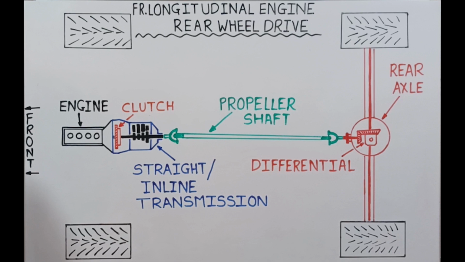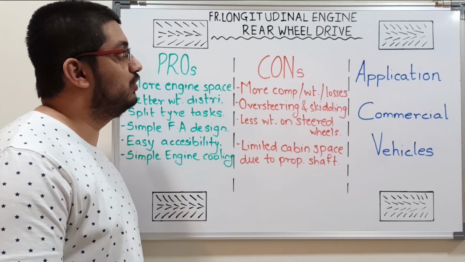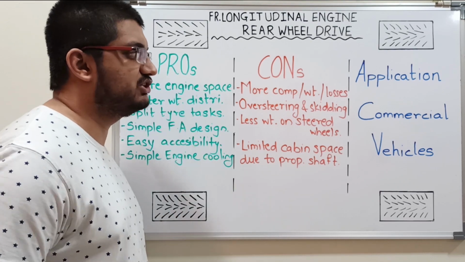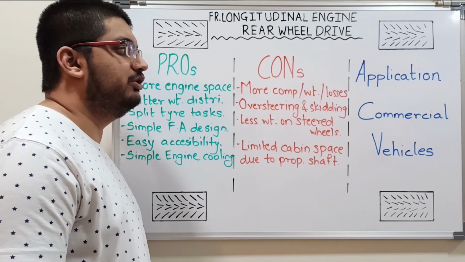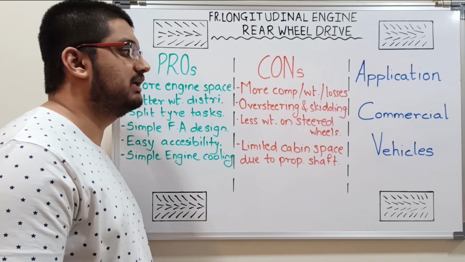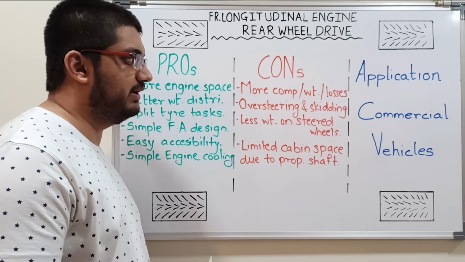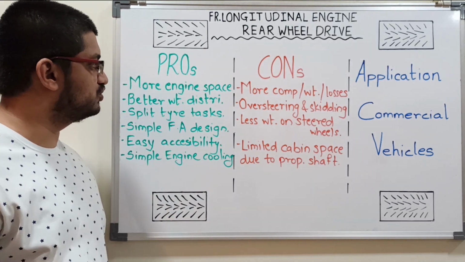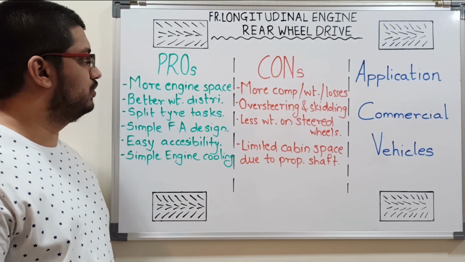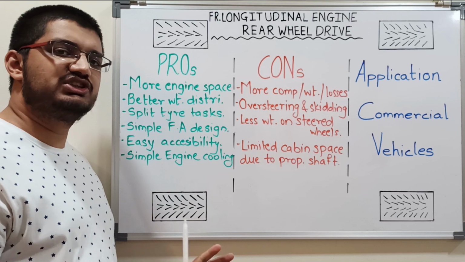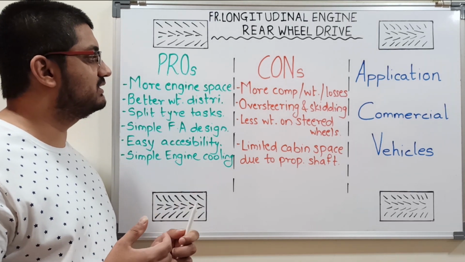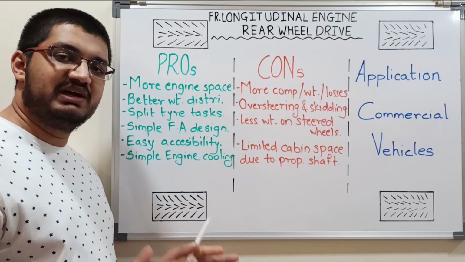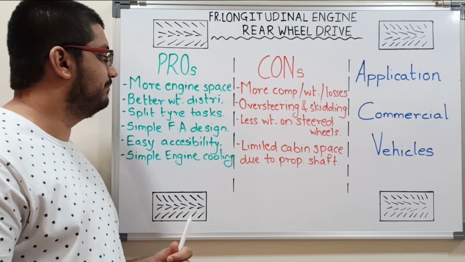Next is the front longitudinal engine rear wheel drive type of layout. Okay, so let's now start with the pros, cons and application of this type of layout. This type of layout is used in all types of commercial vehicles, light, medium and heavy commercial vehicles. Let's look at the pros of this type of layout then. As there's only the engine in the front, there is a lot of space available for the engine, which makes it possible to accommodate even big engines which are used for commercial vehicles.